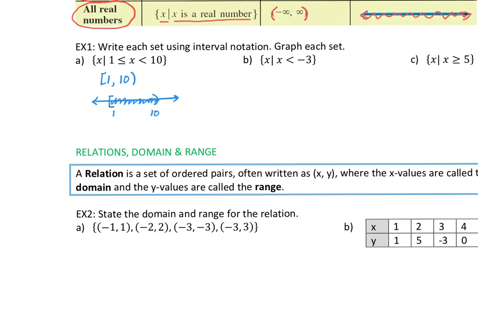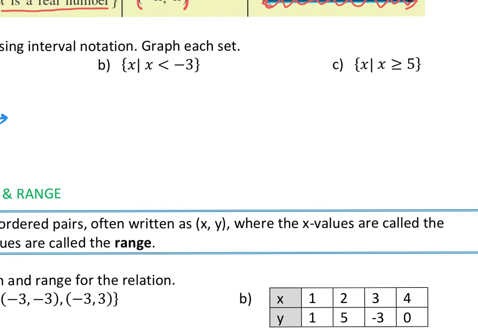Alright, let's look at B. The set of all x such that x is strictly less than negative 3. So since it's strictly less than negative 3, I know I'm going to have a parenthesis around the negative 3. And it's everything smaller than, so that's going to be negative infinity to negative 3 with parentheses.